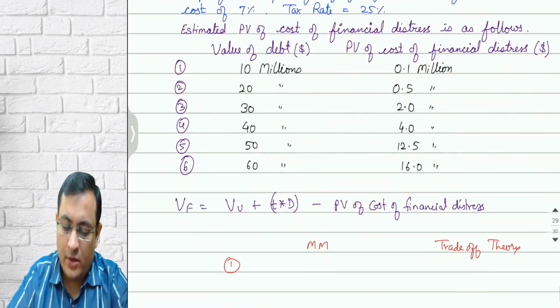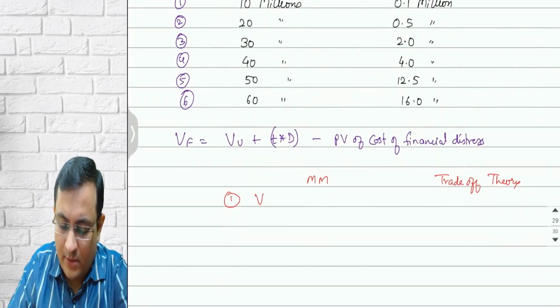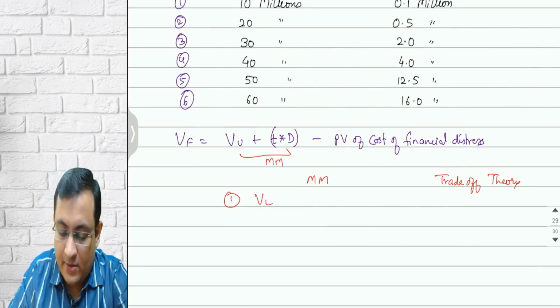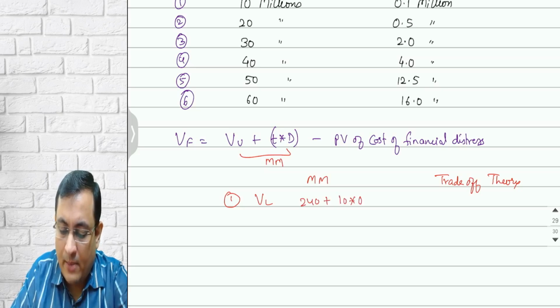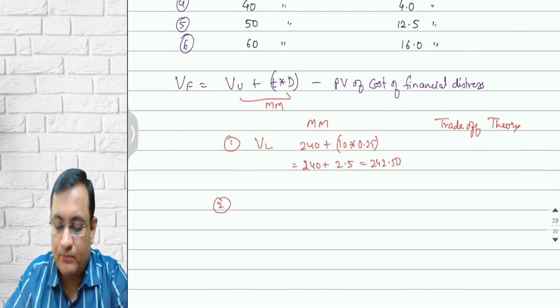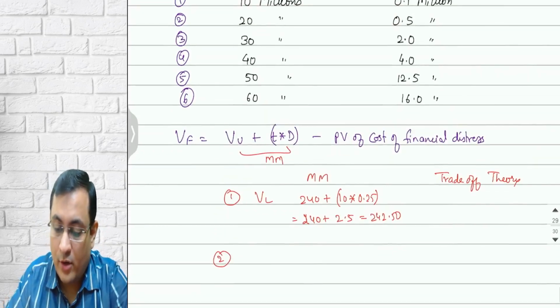Next, let's go for the MM. First, the value of the levered firm, this is MM with taxes. In this case, it is 240 plus 10 multiplied by 0.25, which will give you 240 plus 2.5, that is 242.50.